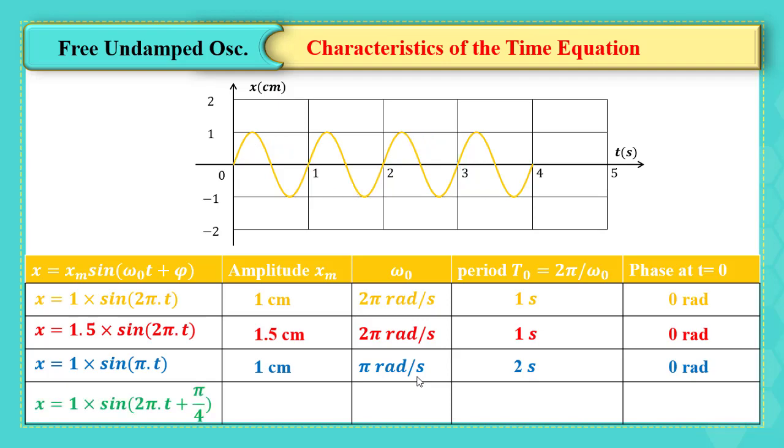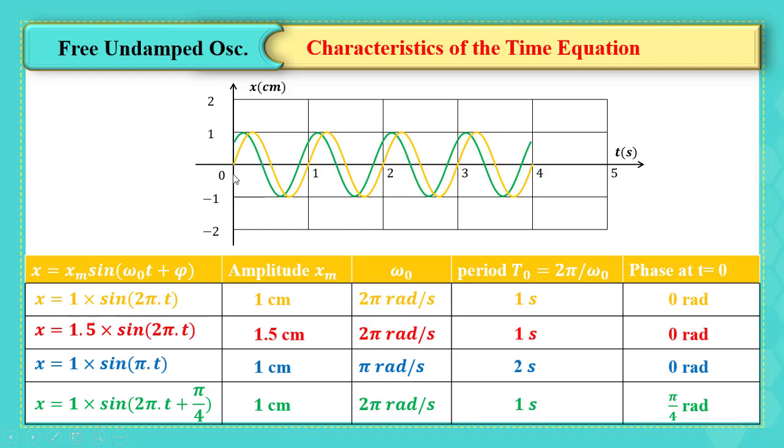Finally, consider the expression x equals 1 sine 2 pi t plus pi over 4. Here, what do you think? What about the amplitude? Yes, it's 1 centimeter. What about the angular frequency? Okay, it's 2 pi radians per second. So, the period is 1 second. Now, what is the phase at t equals 0? It is pi over 4. Let's draw it. It seems that the oscillation leads the first one by pi over 4. We have a little shift in the graph, and it seems that phi affects the initial start of the oscillation.